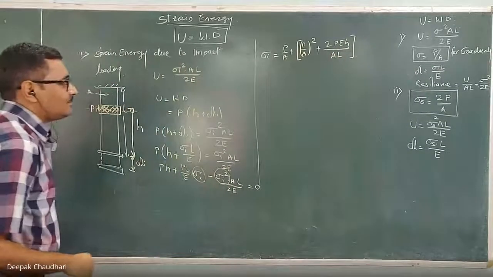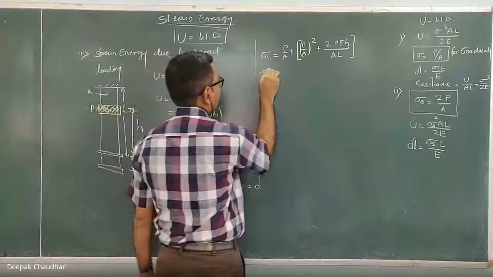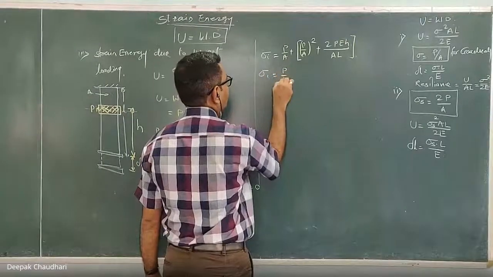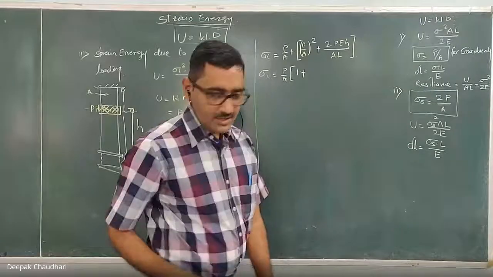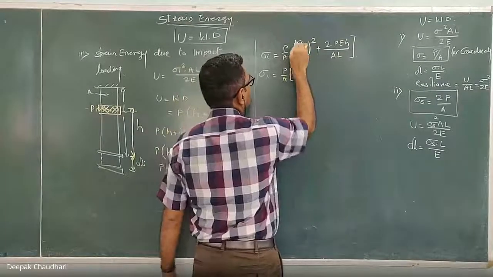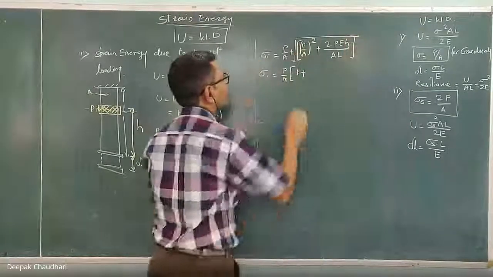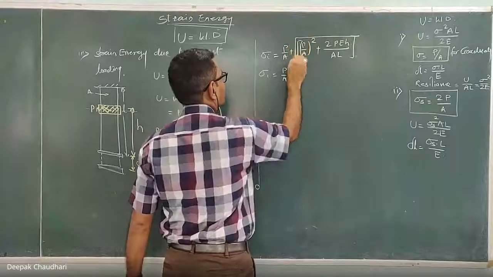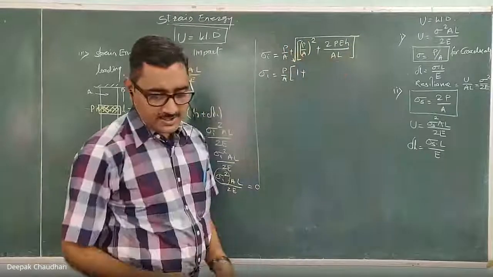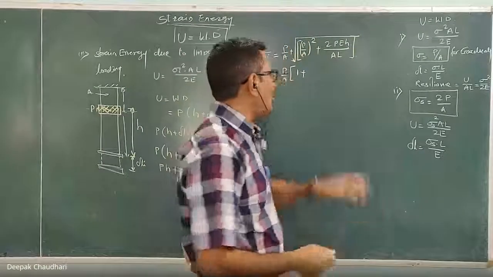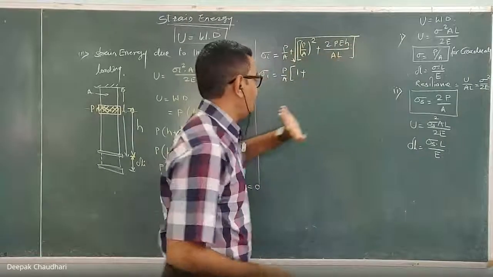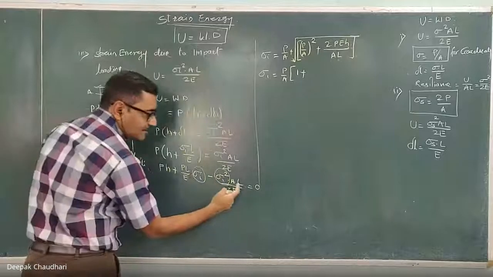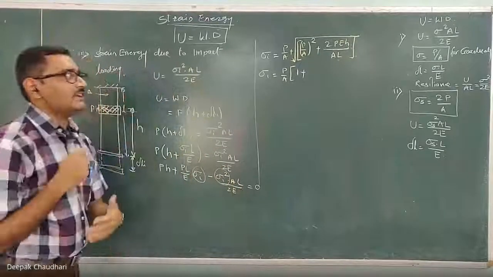Okay, this is the formula you will get here. If I take P upon A common, then it is 1 plus, sorry, this is under root. This bracket is under root here. So P upon A plus under root of (P by A) whole square plus 2PEH upon AL. This formula we get after simplifying the quadratic equation.